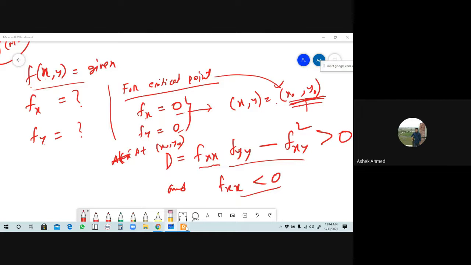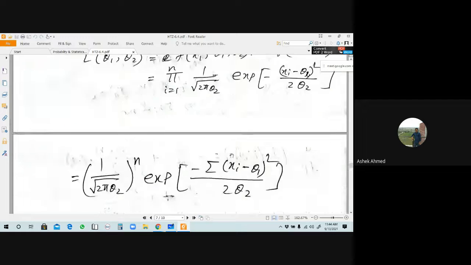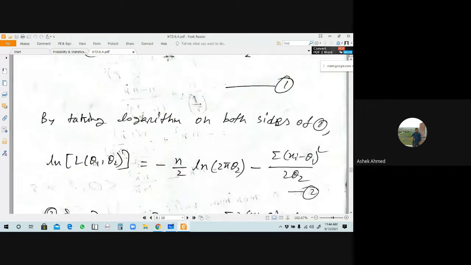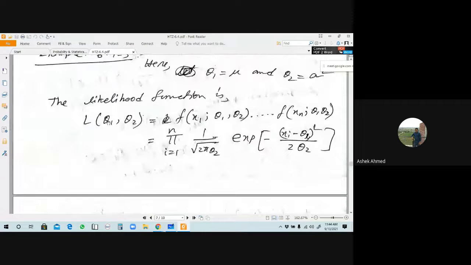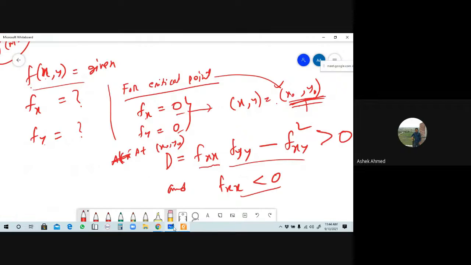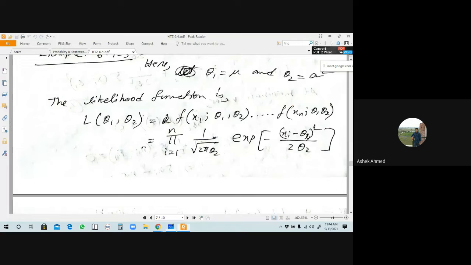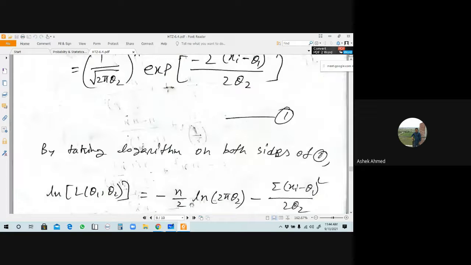Okay. So we will apply this concept here. So tell me, for the L of theta 1, theta 2, we can say that theta 1 will be x and theta 2 will be y here. Is it right? If we write L instead of f, then x means theta 1 and y means theta 2.